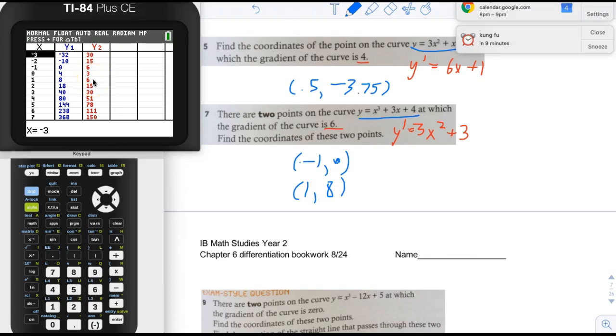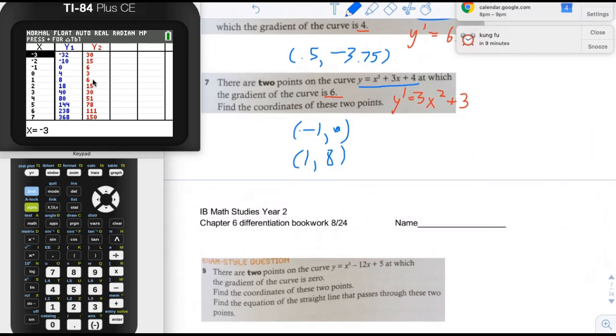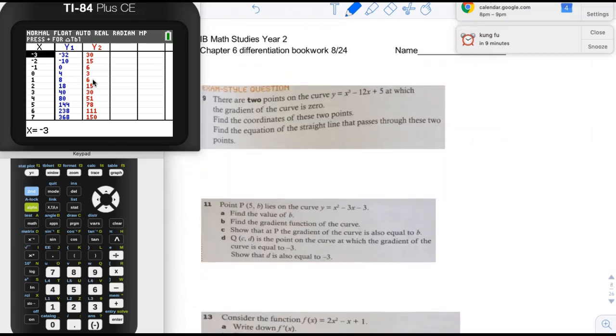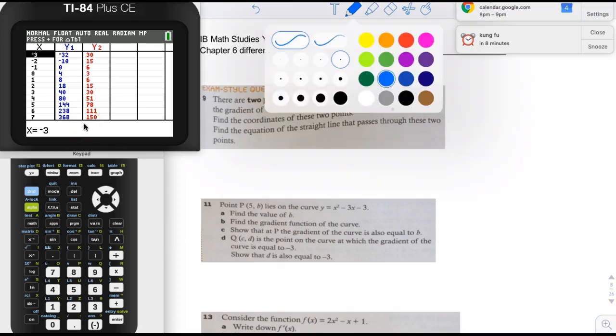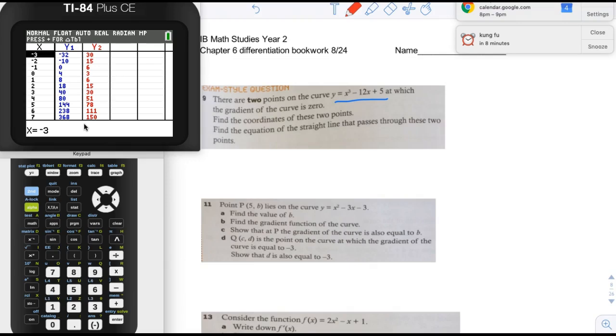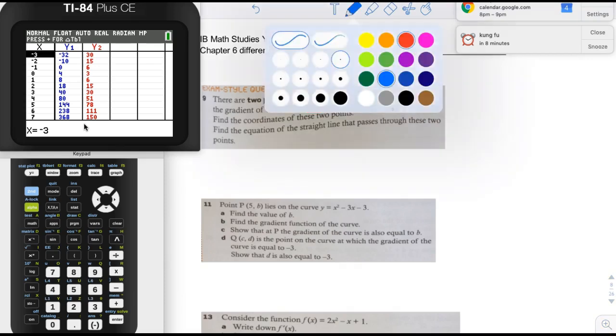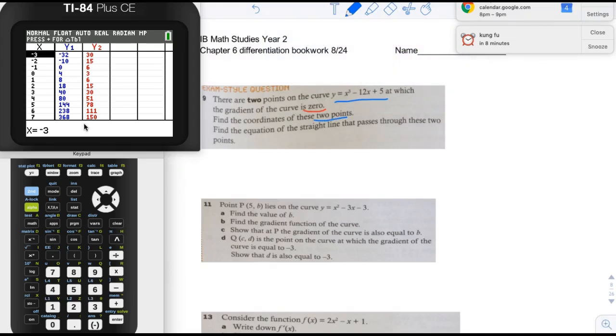Okay, so we're already done with page 7. Let's move on to page 8. Okay, similar problems here. So this one, the blue curve, says it's looking for when the gradient of the curve is 0, and there's going to be 2 points that have that. First we're going to find these 2 points, and in order to do that, we're going to have to take the derivative.